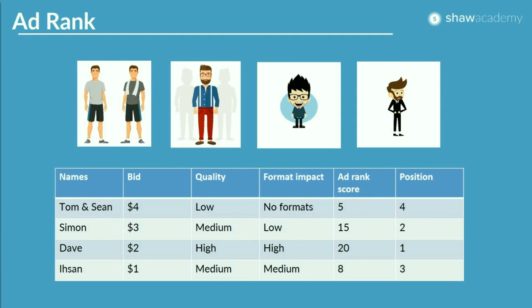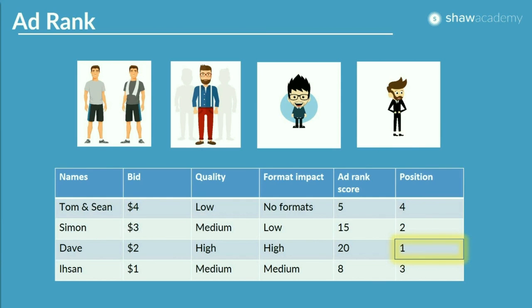In a traditional sense, with a bidding system, the highest bid wins, right? But that doesn't apply here. Google uses a second price auction. You don't have to pay your highest bid, but just enough to beat the bidder below you. So let's have a look here.